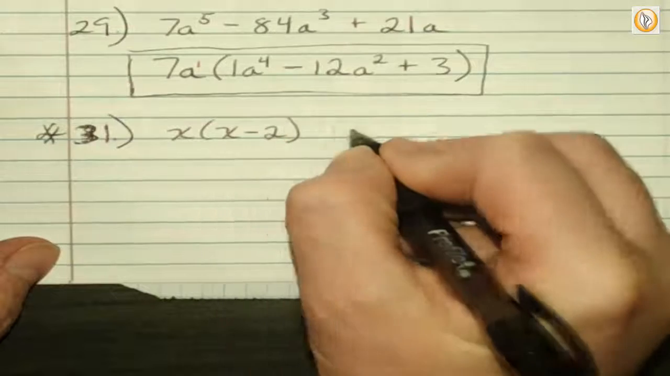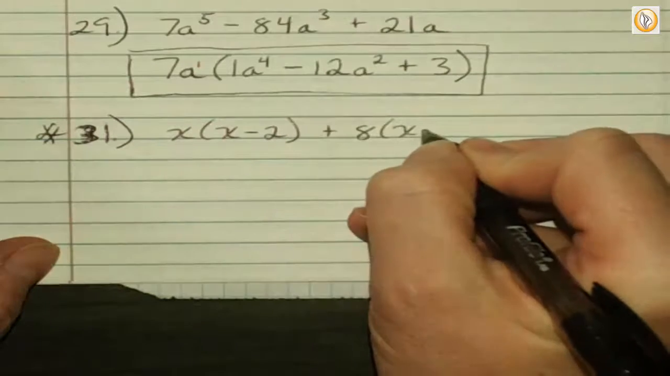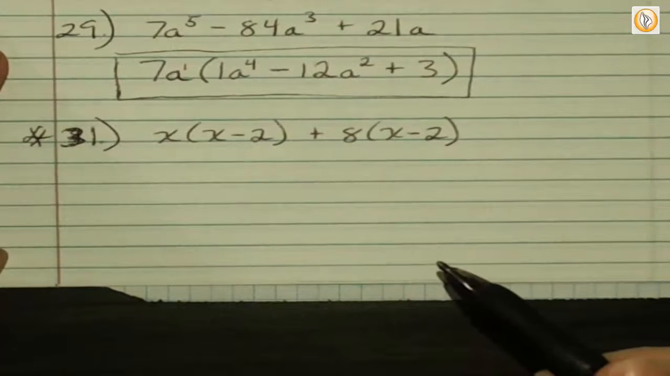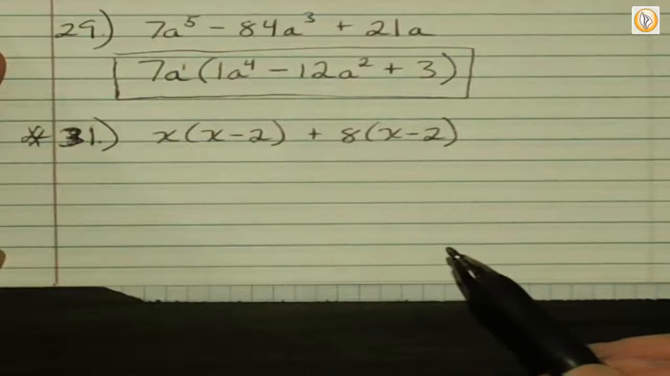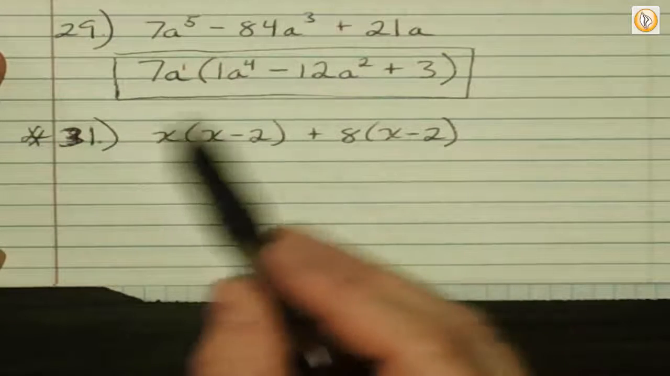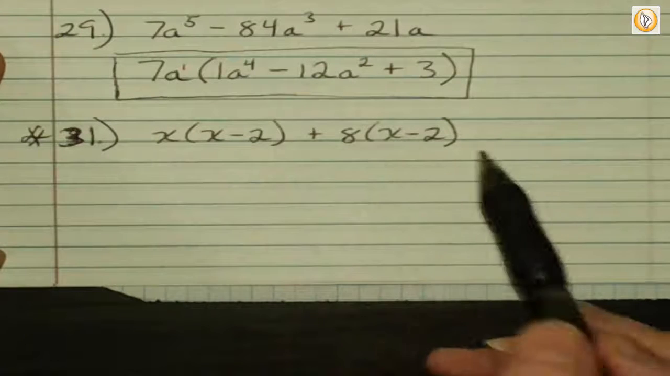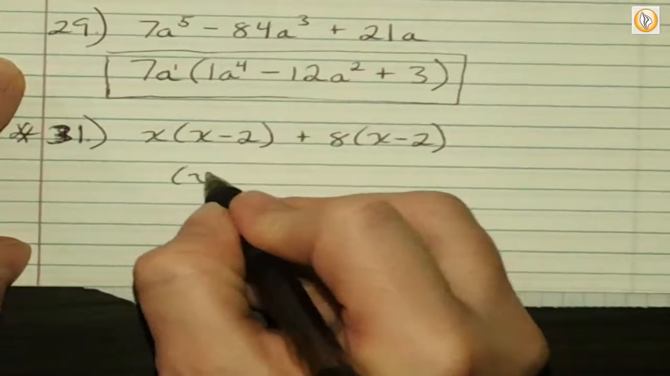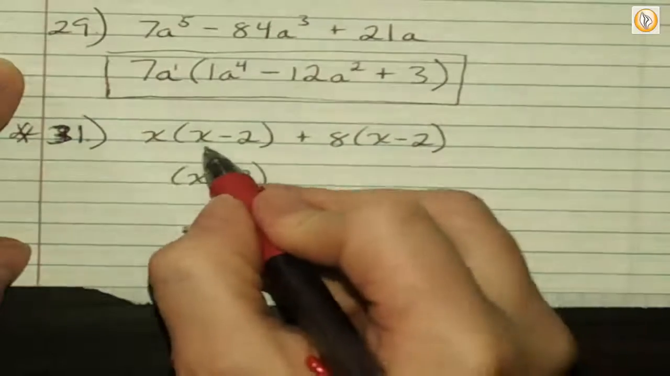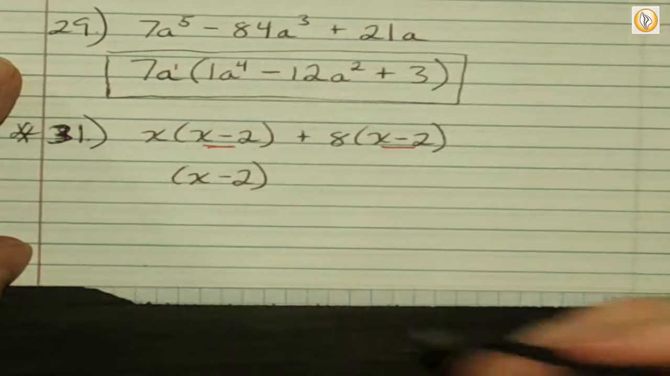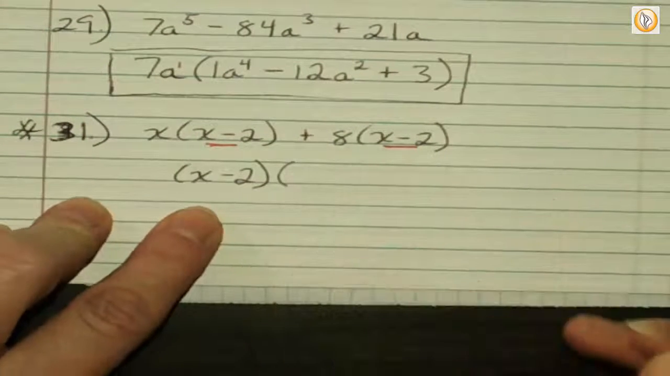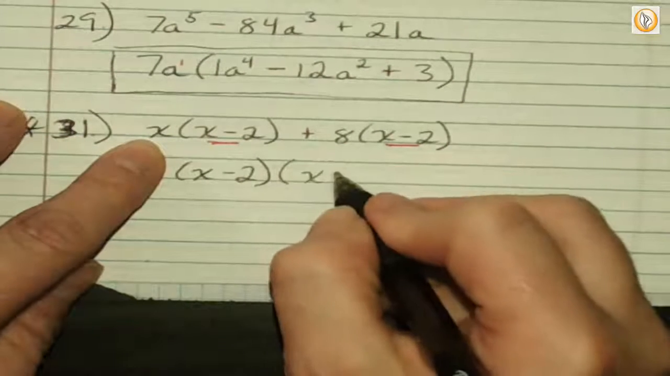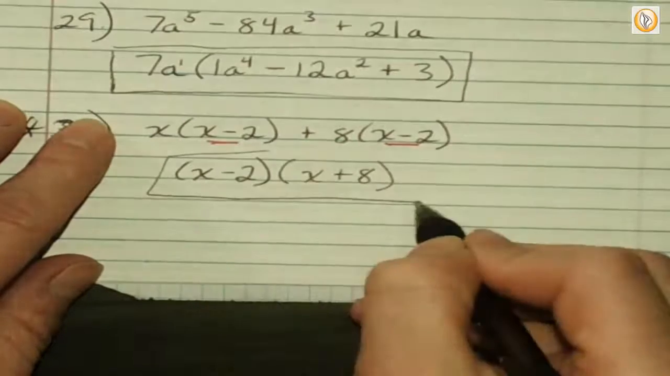x times x minus 2 plus 8 times x minus 2. This is a whole term, and this is a whole term. What do they both have in common? Bingo. Do y'all see that? They have x minus 2 in common, so I take it out, times what do I have left over? x plus 8. There's your answer.